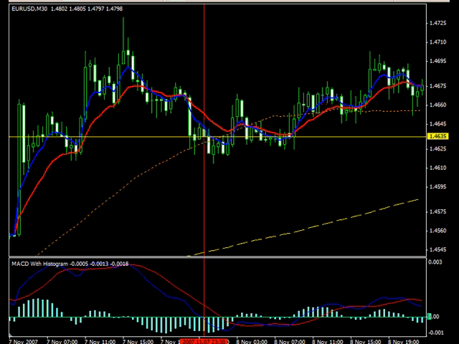Play around with it a little bit. Plot it on some charts, see how it works with the different pairs, and hopefully it'll make you a few pips.